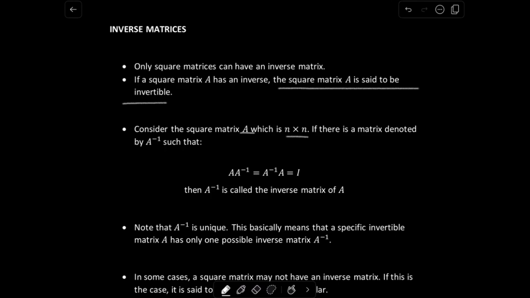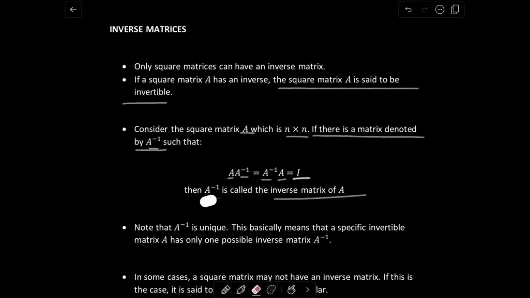If there is a matrix denoted by A with the superscript -1, we read it as inverse A. I'll give you an analogy of why we have that superscript as -1. So if there is a matrix denoted by A to the superscript -1, that's inverse A, such that A multiplied by inverse A is equal to the identity matrix. We can also have inverse A multiplied by A, and that will be equal to the identity matrix. If that relationship is true, then this is called the inverse matrix of A.